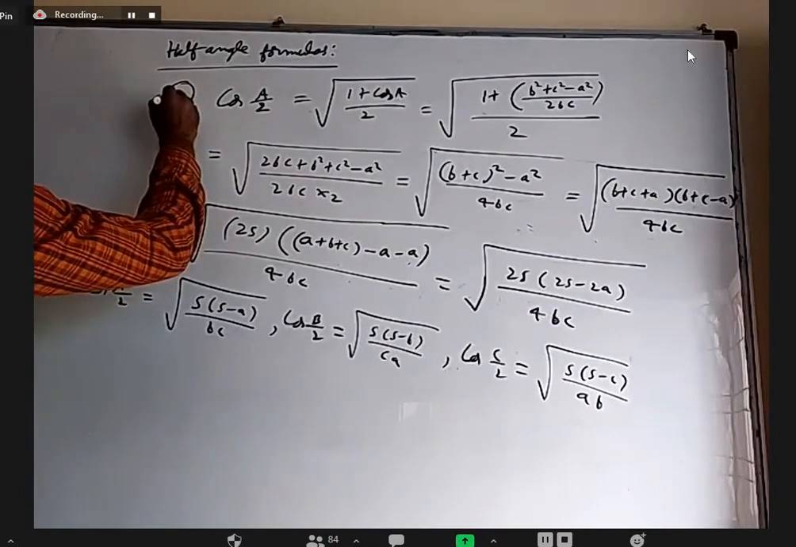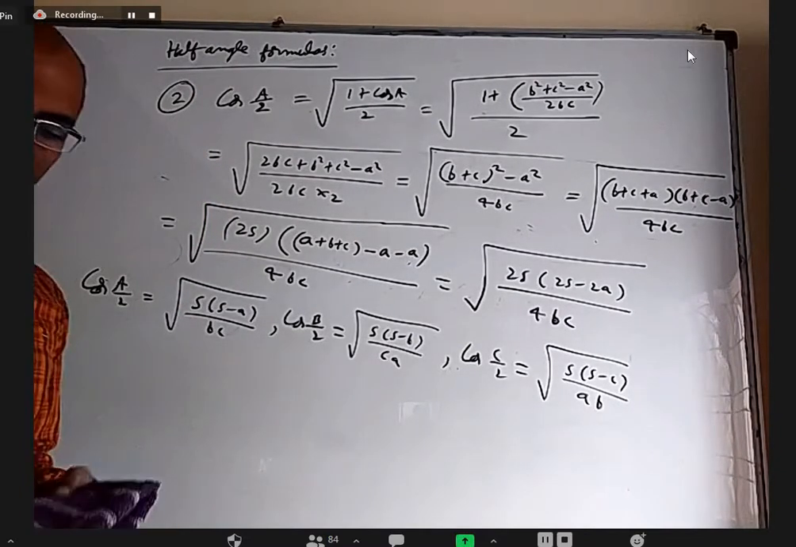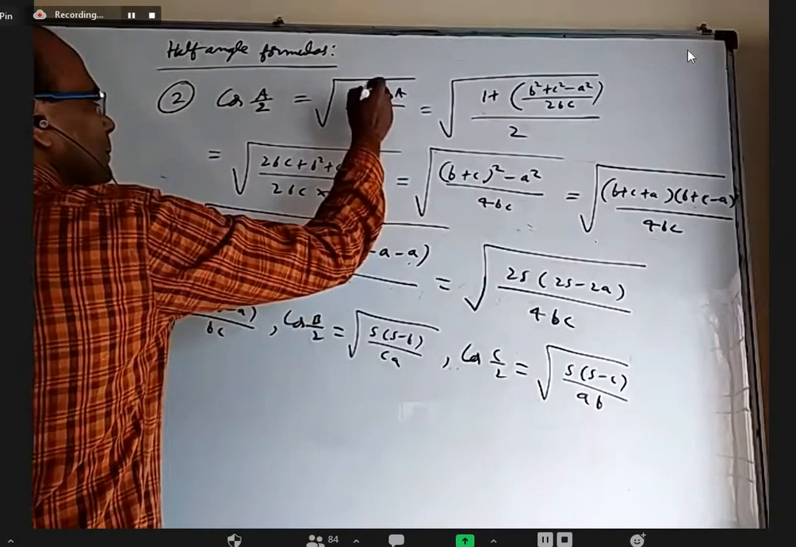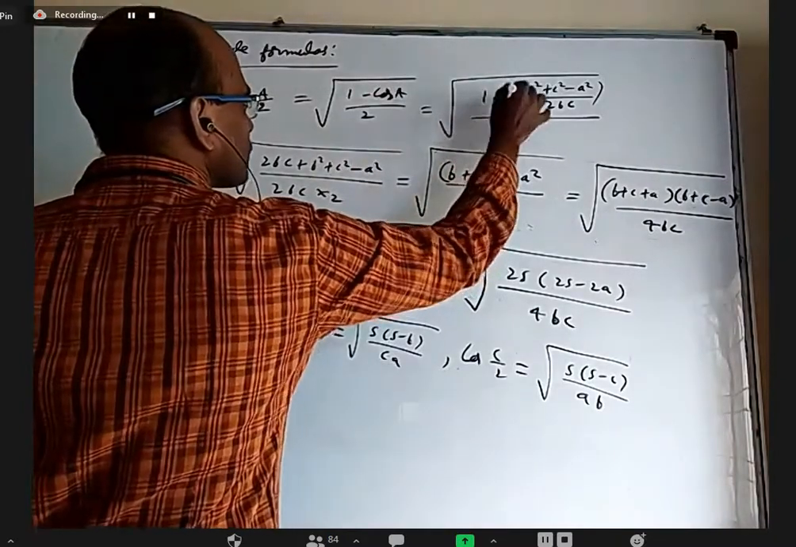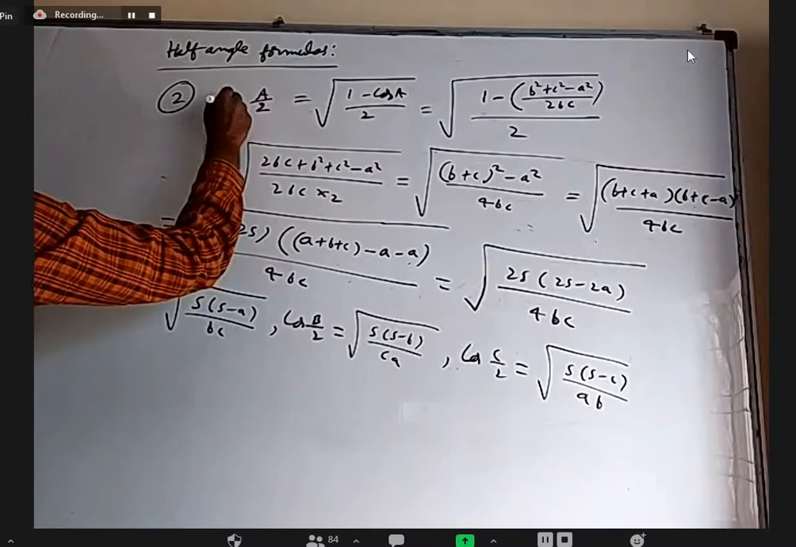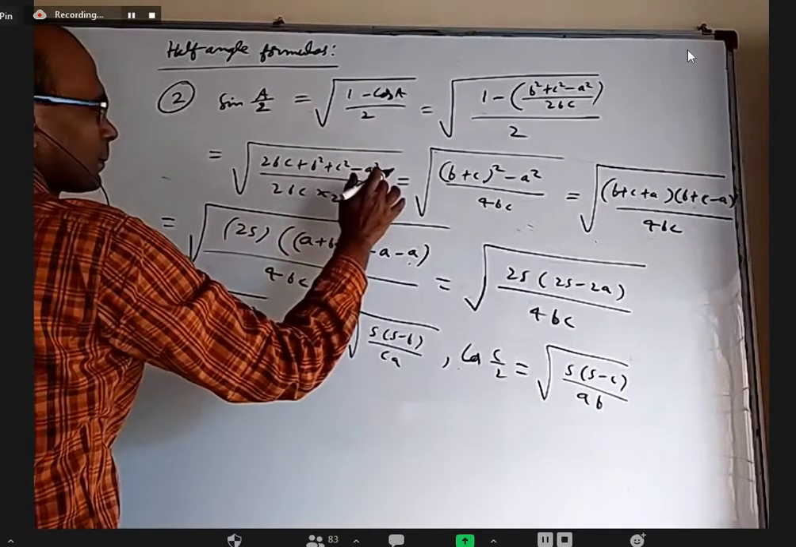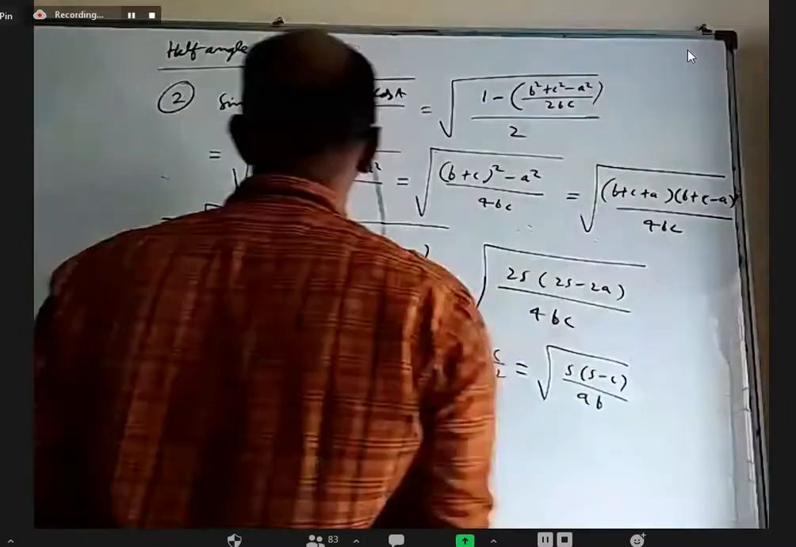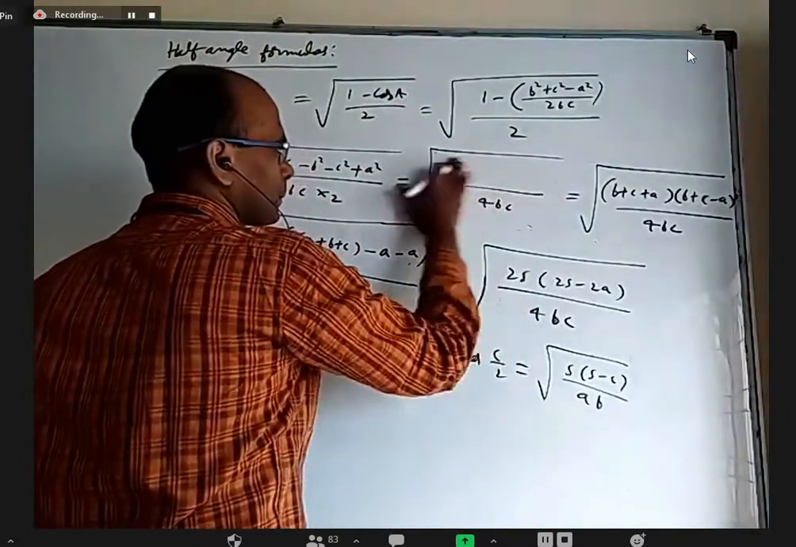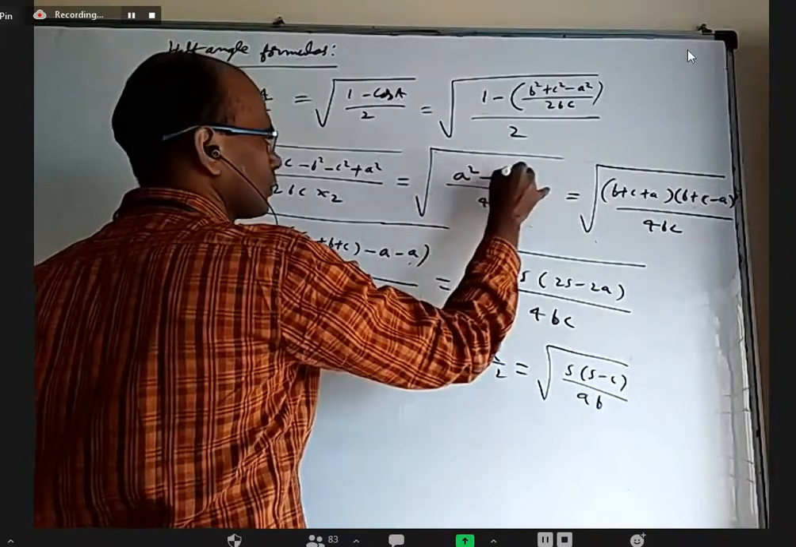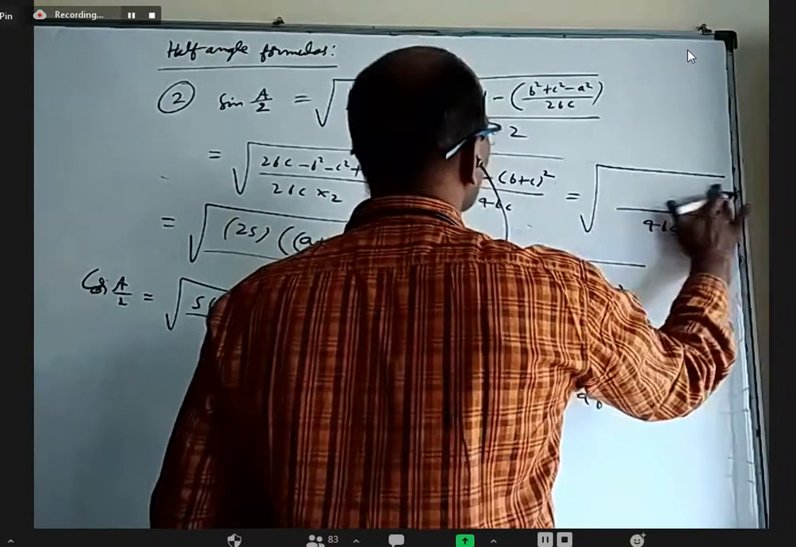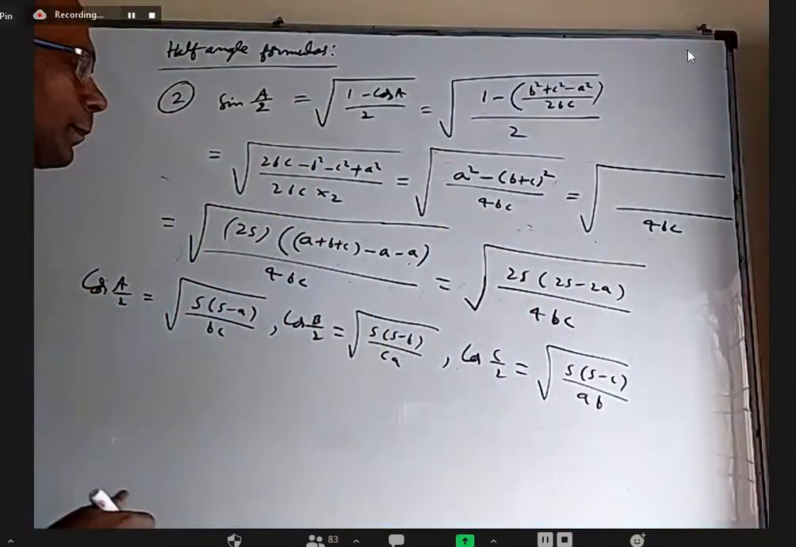Okay, now anybody want to think about how to derive Heron's formula, that delta equal to root over s into (s minus a) into (s minus b) into (s minus c). It will multiply, no? Yes, sir, will multiply. Okay.